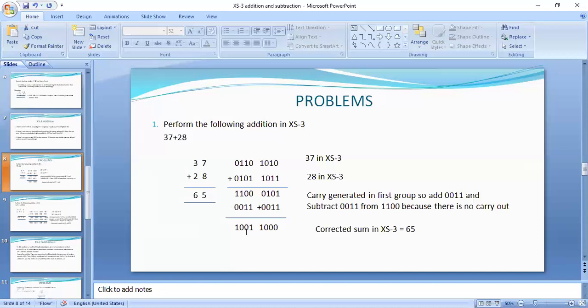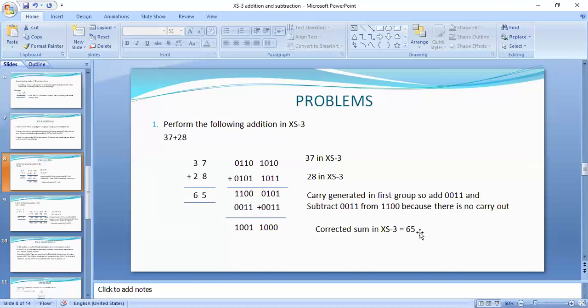So what is the answer? 1001, 1000. If we add the two numbers in XS3, the result is also in XS3. So you have to write the equivalent decimal number for this XS3. This is 9, what is the equivalent decimal representation? It is 6. And this is 8, what is the equivalent decimal number for this XS3 code? It is 5. So you may check the answer: 65.